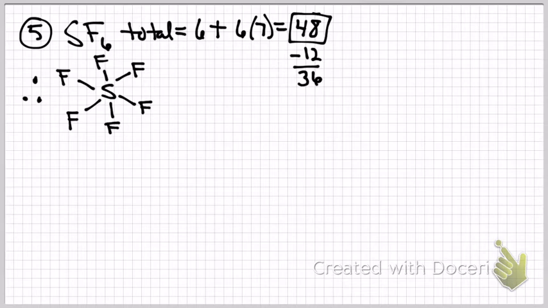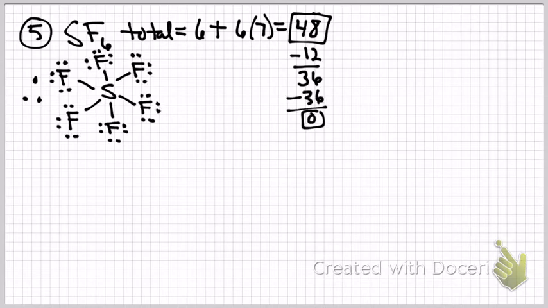I go to the fluorines. They each need 6 valence electrons apiece, which means I will have used up all 36 valence electrons. There are none left over, and sulfur in the center has a total of 12 valence electrons, which again is an expanded octet, but that's okay because sulfur resides in the 3rd period or below where there is space for this. So I've got 6 pairs of electrons around the sulfur in the center.